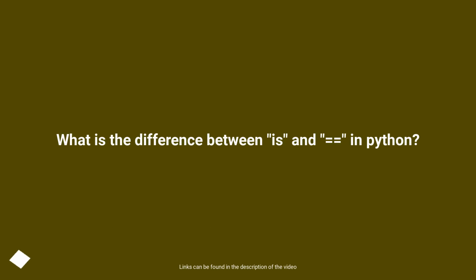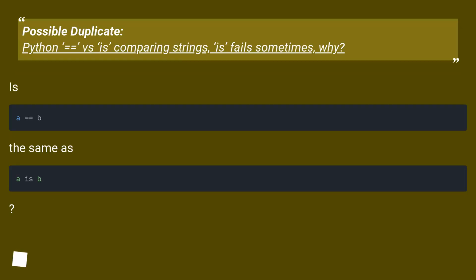What is the difference between "is" and "==" in Python? Possible duplicate: Python "==" versus "is" comparing strings, "is" fails sometimes, why?